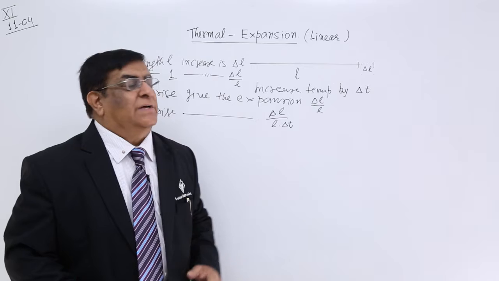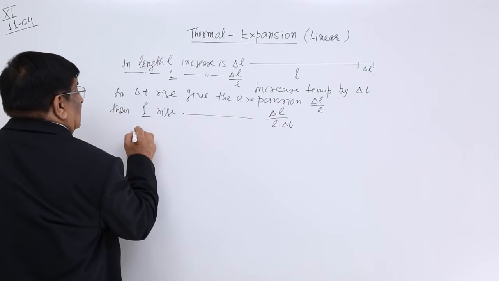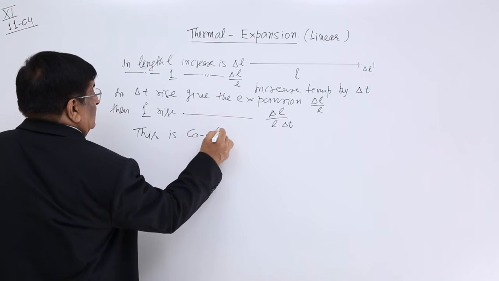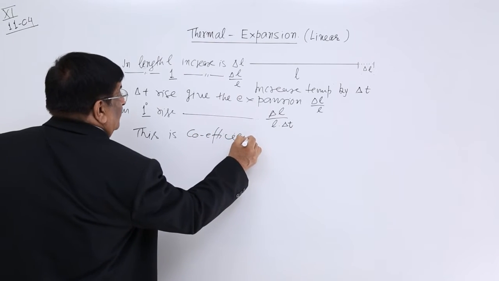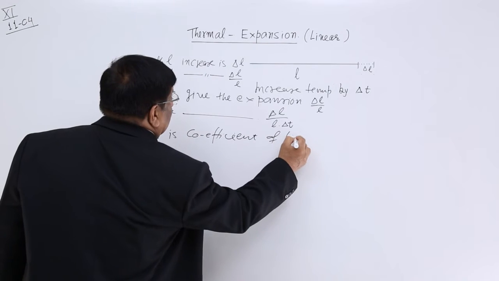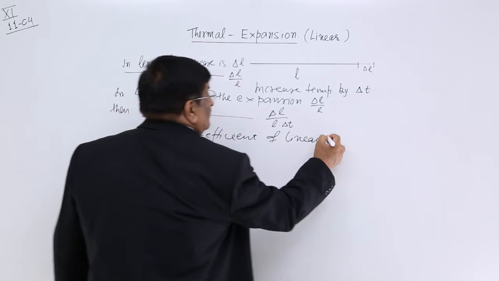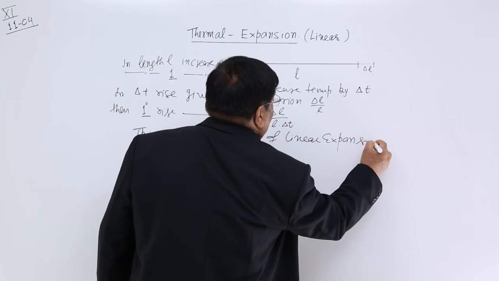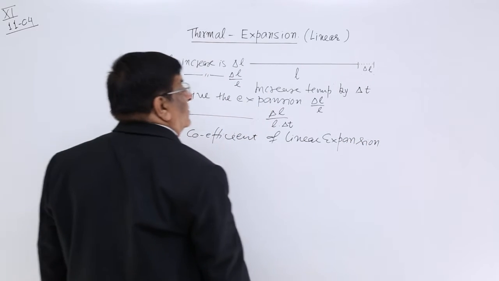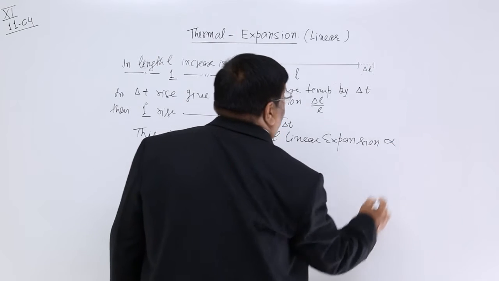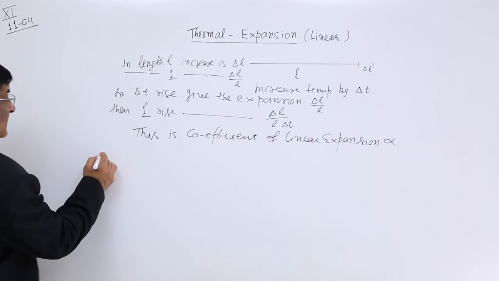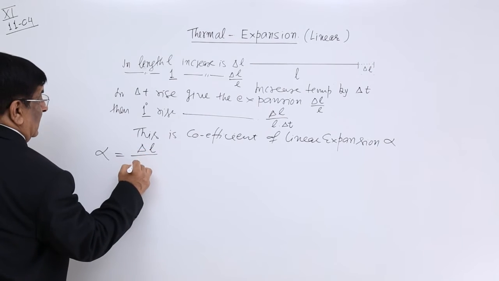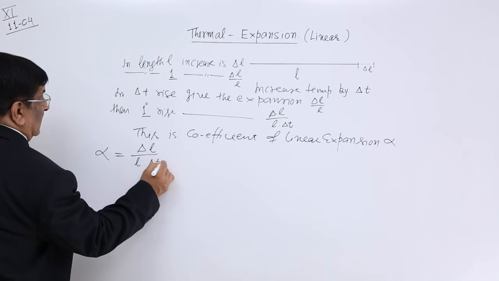This expansion is known as the coefficient of linear expansion. So we call it alpha. So alpha is equal to delta L upon L into delta T.